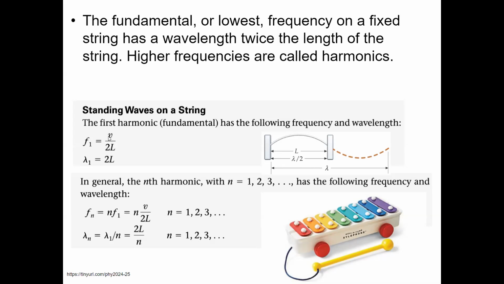So then the first harmonic will have frequency V divided by 2L, and the first harmonic should have a wavelength of 2 times L. The second, third, etc. can be expressed by this equation. The first harmonic has that frequency, the second harmonic is 2 times that, and the third is 3 times that, etc. The wavelength is the other way around: lambda 1 divided by n.